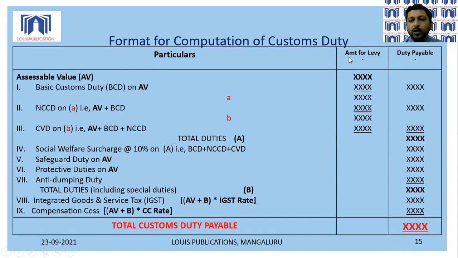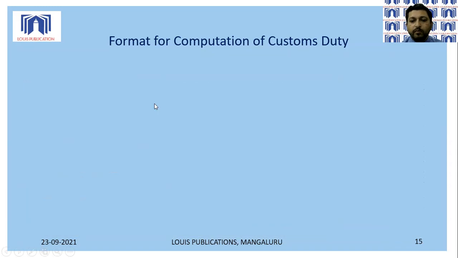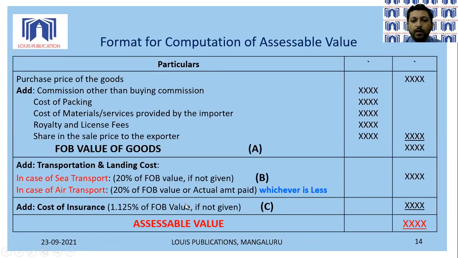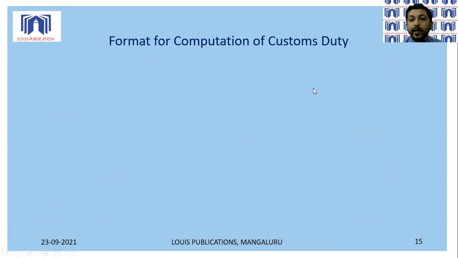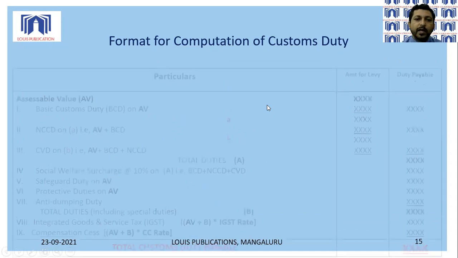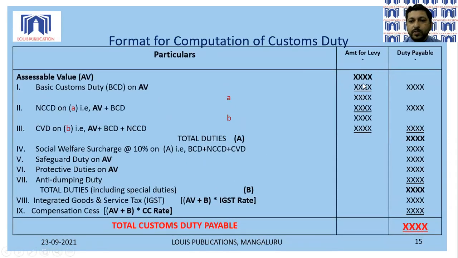So I prepare 2 amount columns. First is the amount for levy and the duty payable. I record assessable value. This is where we have got the assessable value, the computation of assessable value. This value, which is there in red, will be the starting point in the inner column, as far as amount for levy is concerned. So assessable value will be recorded here.